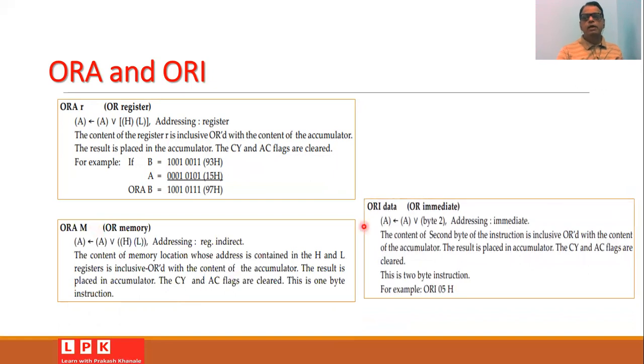If you want to make an inclusive OR operation with the immediate data, then you can write the instruction ORI data, where the content of the second byte of the instruction is inclusively ORed with the content of the accumulator, and the result is placed in the accumulator. Say for example, if I write ORI 05H, then the data 05 is inclusively ORed with the content of the accumulator, and the result will be in the accumulator.